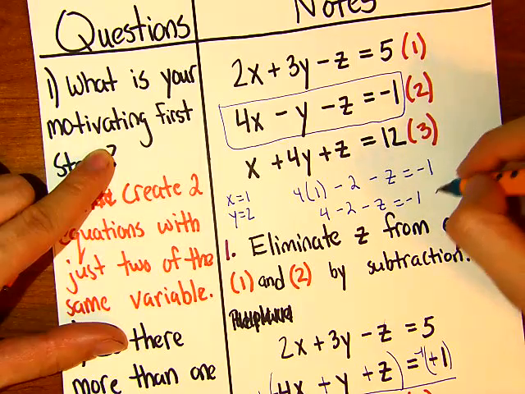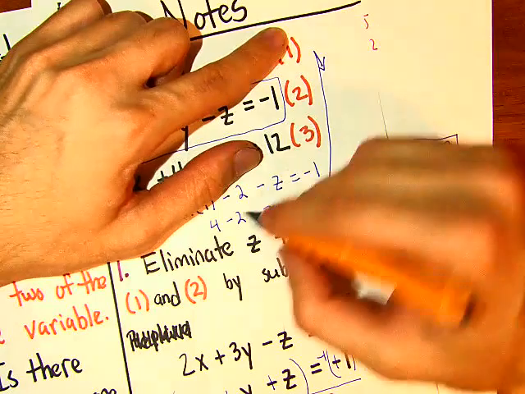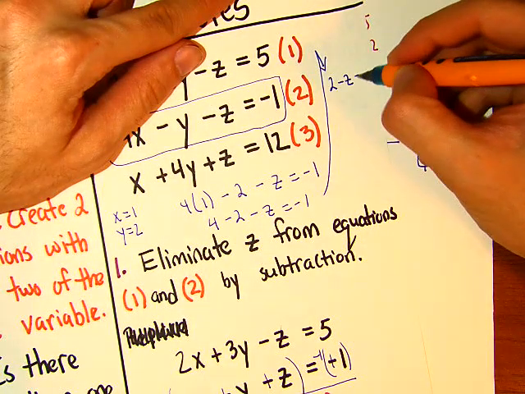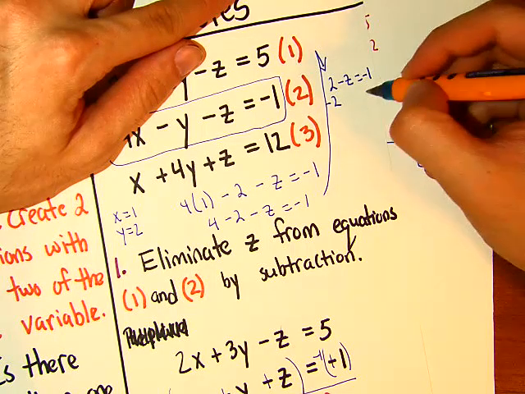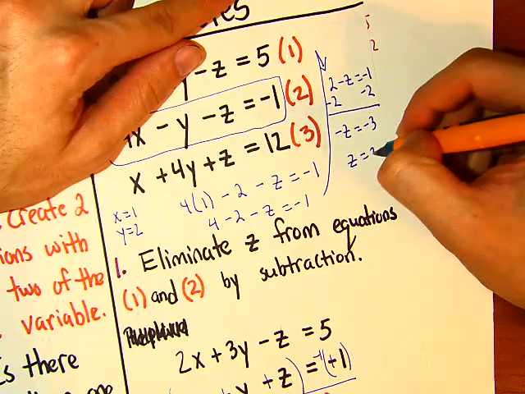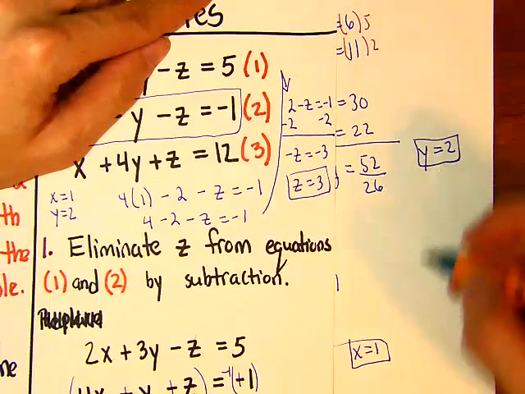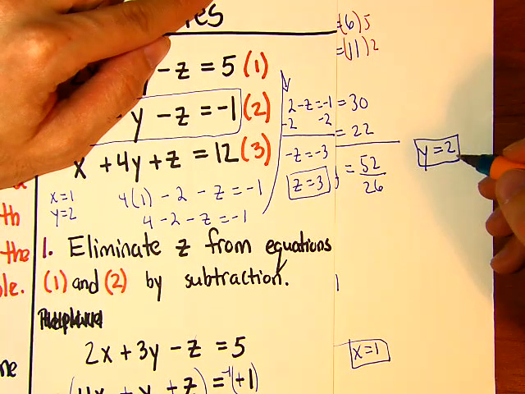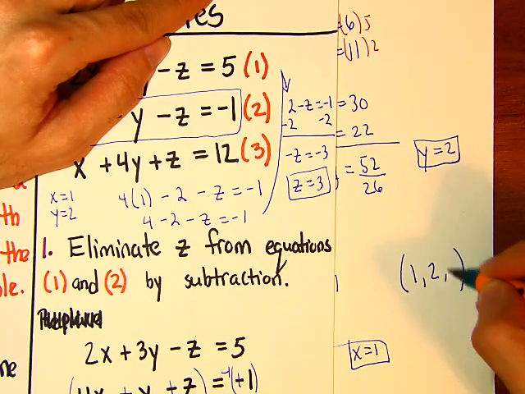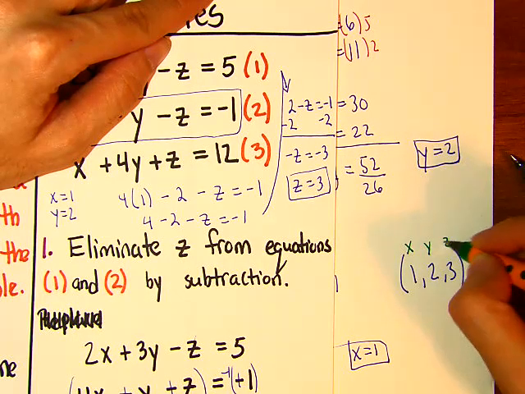So now this becomes, I should have done it somewhere else with more space, but okay. We have, this becomes what? This becomes 4 minus 2 is 2 minus z is equal to minus 1. Minus 2, minus 2, negative z is equal to negative 3, z is equal to 3. And that is it. Your x is 1, y is 2, and z is 3. So your solution is 1, 2, 3. Because this will be x, y, z.